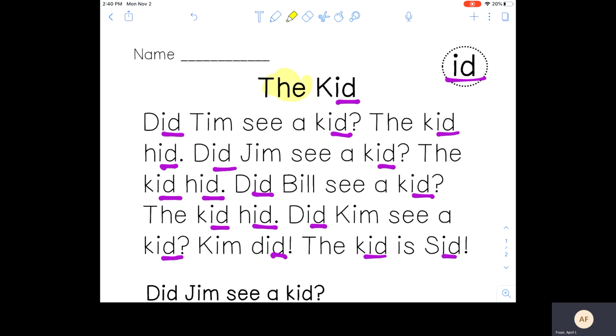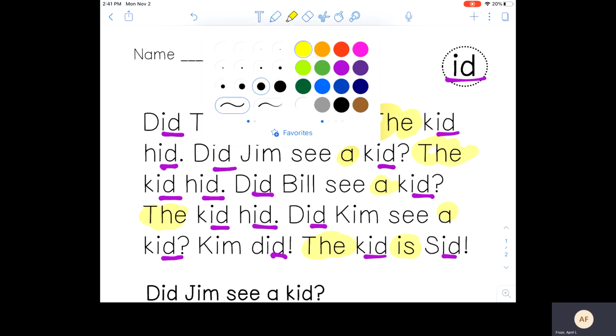I'm going to butter up the, a, the, a, the, a. It's a pattern. The, a, the, is. Yeah, I think most of these words come from a word family that you are familiar with.